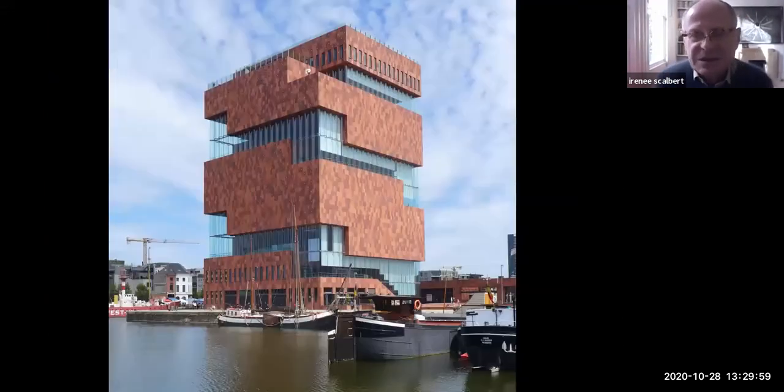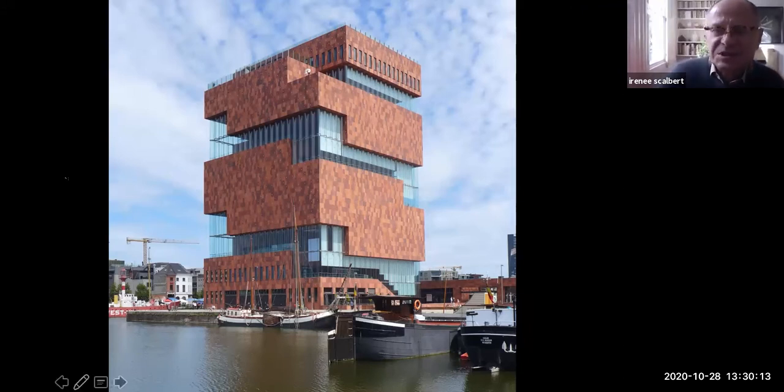Now, here is perhaps the best known building. It is the so-called MAS, the MAS in Antwerp. And it is partly a museum, which is contained in the stone clad parts, and partly a belvedere, in other words, a spiral which ascends right to the top of the building for the benefit of the public.